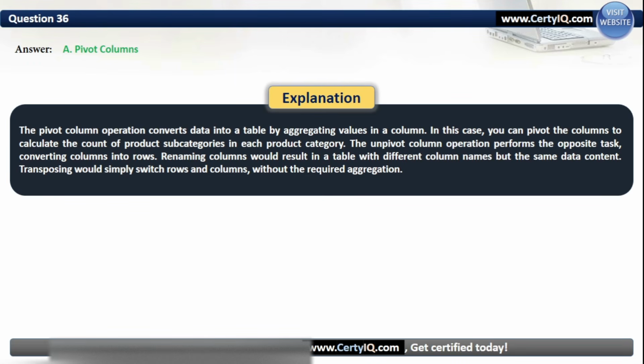The unpivot column operation performs the opposite task, converting columns into rows. Renaming columns would result in a table with different column names but the same data content. Transposing would simply switch rows and columns without the required aggregation.